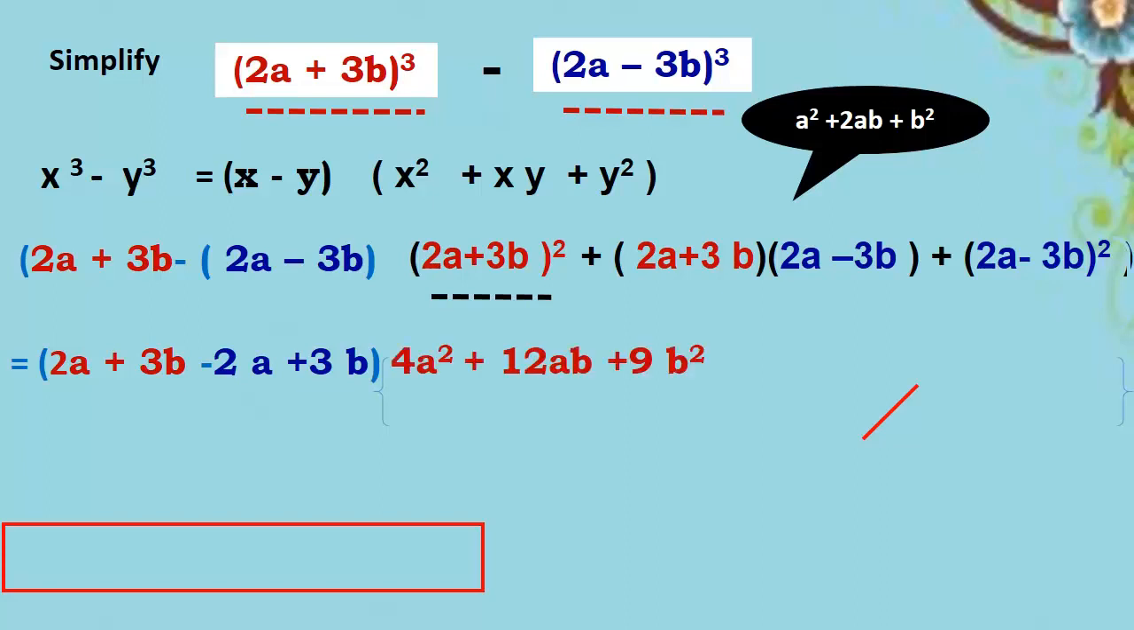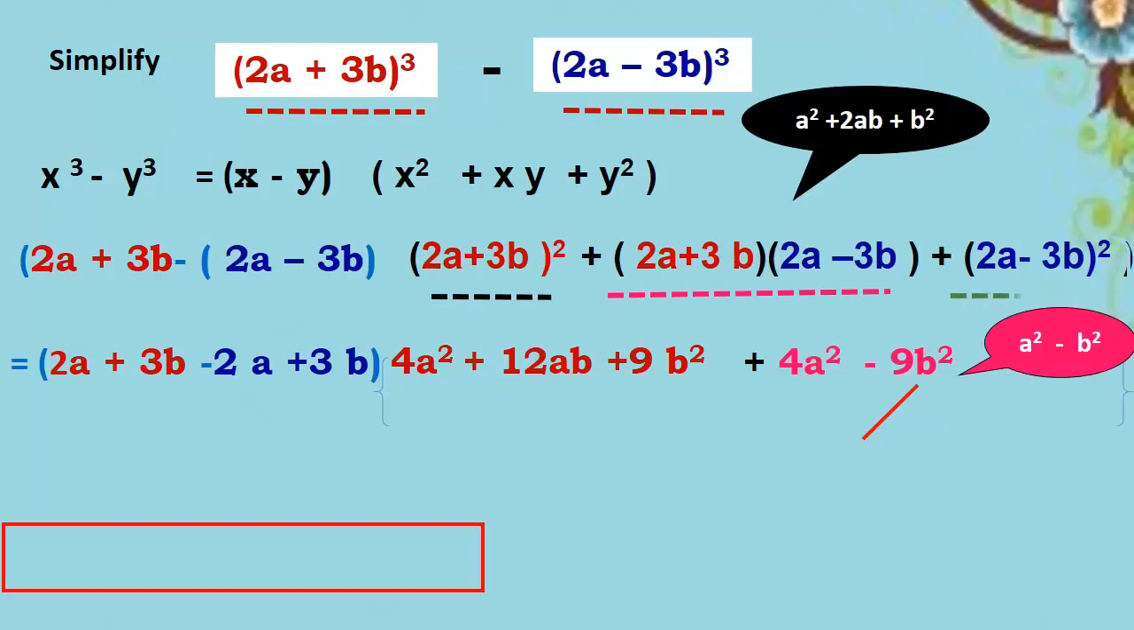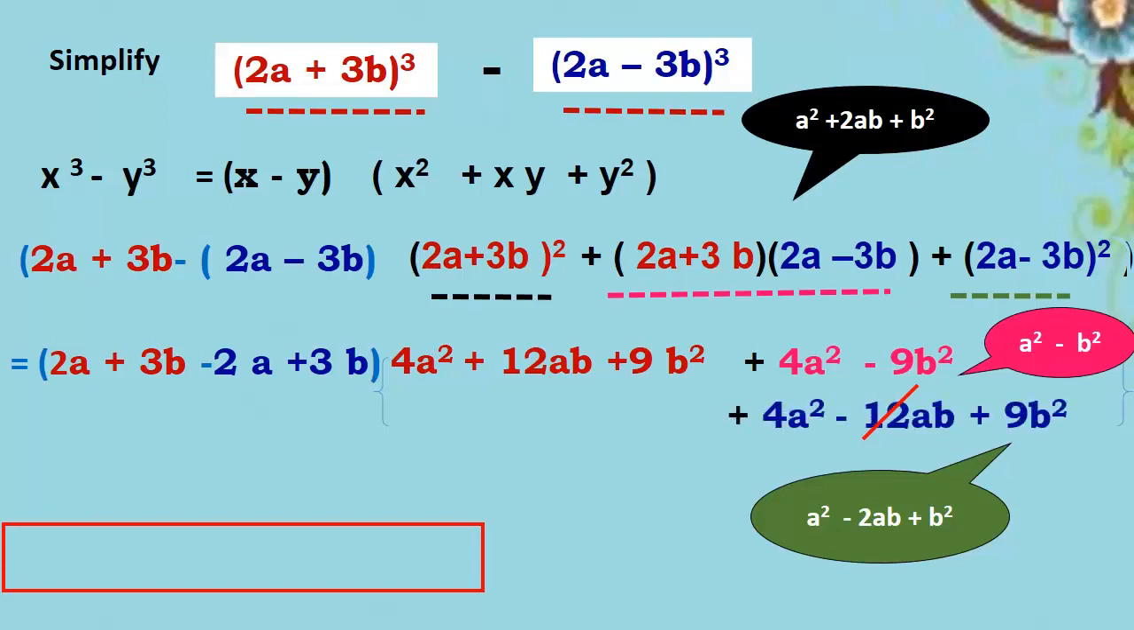So this will be 4a square plus 12ab plus 9b square. Now coming to the next term. If you see, this is (a plus b) into (a minus b), so this is a square minus b square. We just write 4a square minus 9b square. Now in the same way the last term. Observe, it is (a minus b) the whole square. So a square minus 2ab plus b square, we will write 4a square minus 12ab plus 9b square.